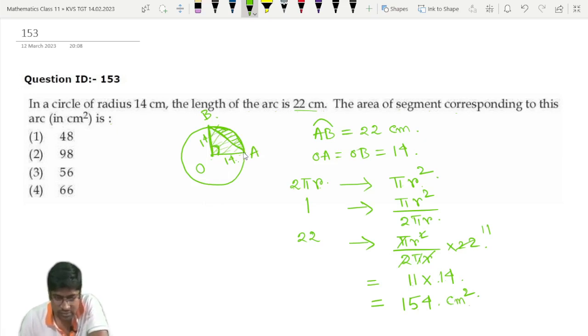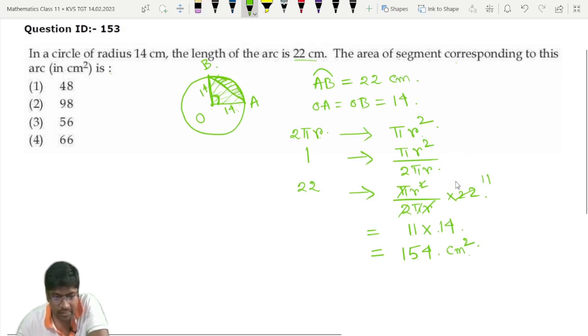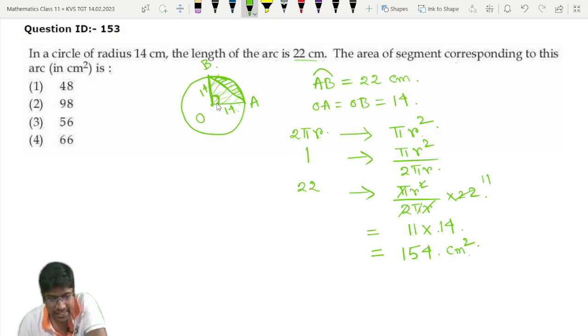Now we have to subtract the area of the triangle to find the area of the segment. Now how to find the area of the triangle? Can you tell me any hint? There is no information given about this angle AOB. Anyway, without that also we can do, but if we know this angle, then what will be the area of this triangle? If it is a right angle triangle, then it is okay, but they did not tell anything about a right angle.